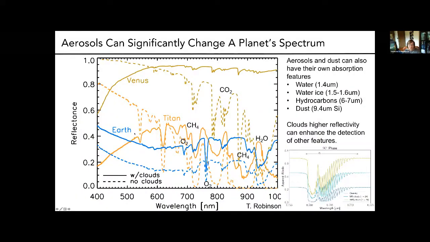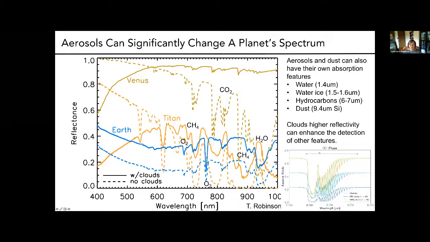So those aerosols, so clouds and hazes, can significantly change the spectra of planets. And this very messy diagram here, just follow the color pairs, is showing the overall effect. So the Earth's water clouds, so here's without clouds and then with clouds. So clouds produce a higher reflectivity on our planet, which is actually not a bad thing if you're trying to detect things like oxygen, for example, because it essentially raises the continuum because of that reflectance.